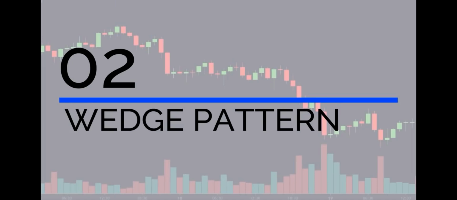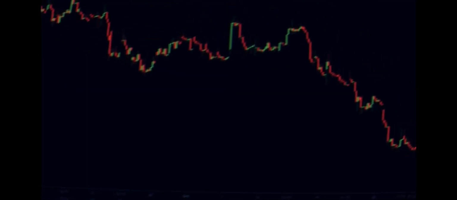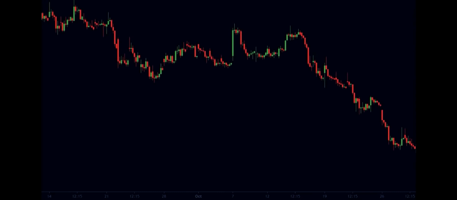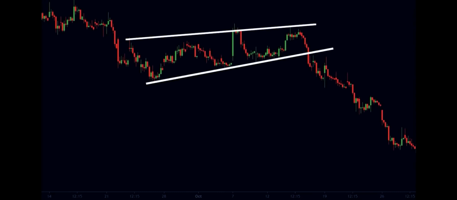Now, let's look at the wedge pattern. By definition, a wedge pattern is formed by creating two converging lines that connect the highs and lows of the price respectively. The main characteristic of the wedge pattern is that the distance between the upper and lower boundary keeps on decreasing as new candles are formed.